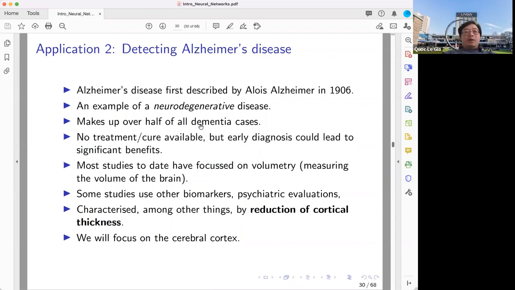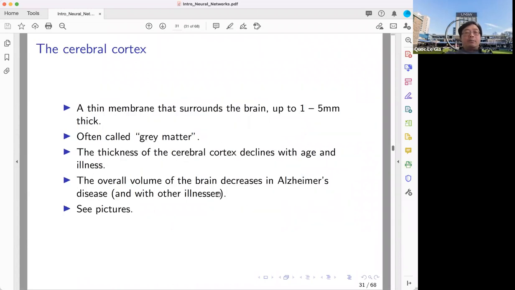Okay, so the next application is also a classification problem, for detecting Alzheimer's disease. Alzheimer's disease is a type of brain disease, and the thing we have to pay attention to is the reduction of the cortical thickness of the brain. Now I can show you the pictures. What does it mean here?